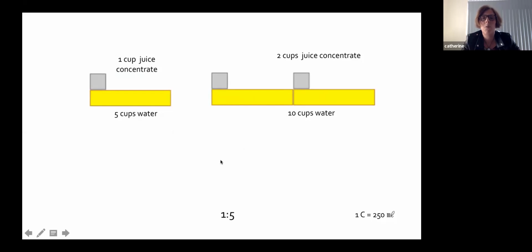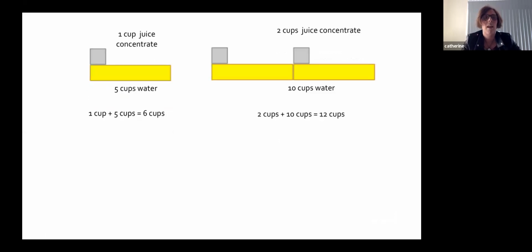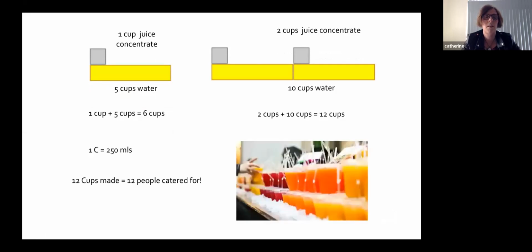So with this simple concrete representation, which I'm showing to you in pictorial form at the moment, we can then see 1 cup plus 5 cups equals 6 cups. That's the ratio. And when we put 2 cups, we have 2 cups of concentrate, 10 cups, and we have a total of 12 cups. If 1 cup equals 250 mils, which it does, then 12 cups are made and 12 people are catered for.